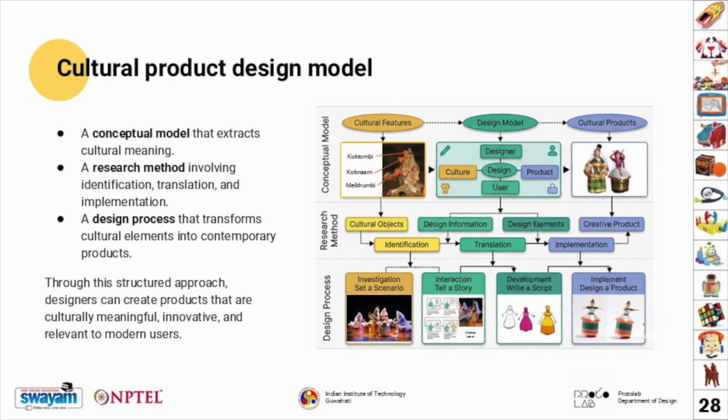Designers develop prototypes, refine forms, select materials, and produce the final cultural toy. At this stage, cultural identity becomes embedded within the product's physical, functional, and emotional qualities. And in the design process, the cultural toy design model ensures that cultural features are not superficially applied but thoughtfully integrated throughout the design process.